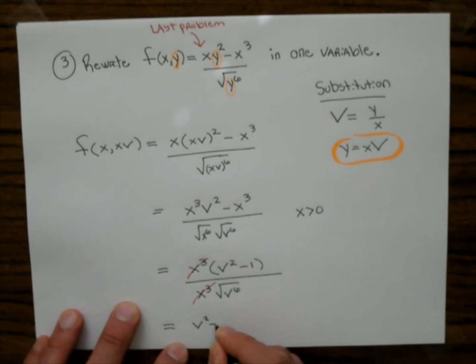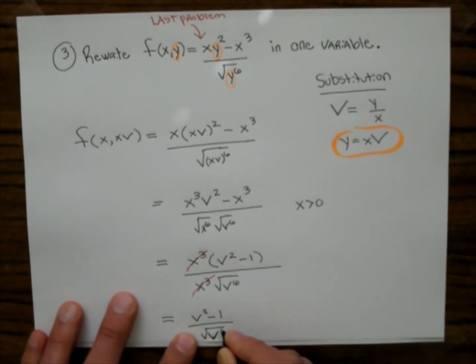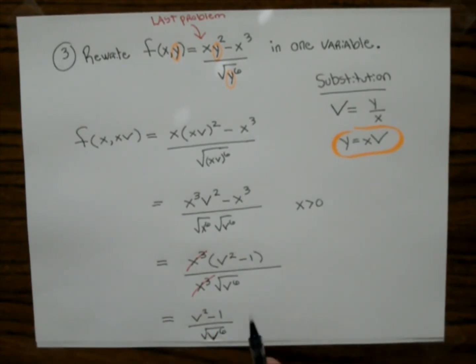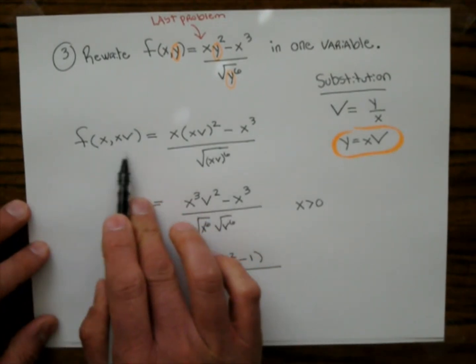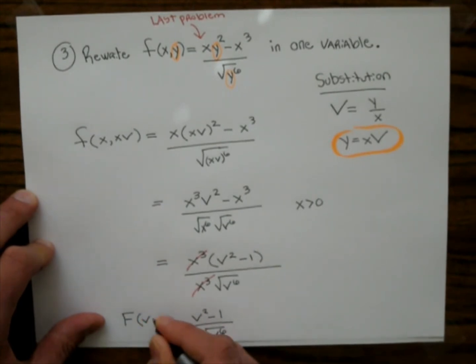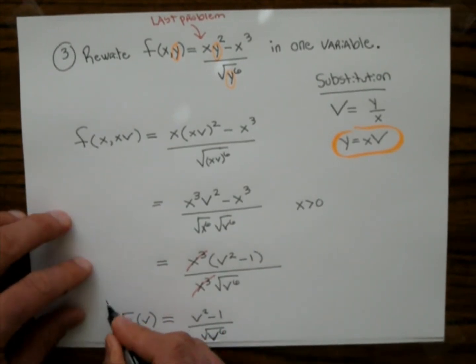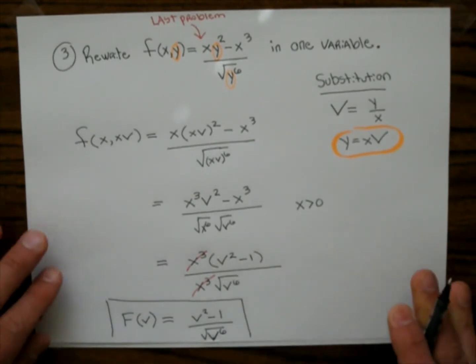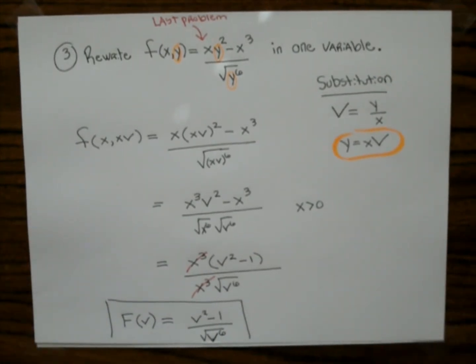V squared minus 1 all over the square root of v to the 6th. Whoa, the paper is coming apart there. And so this is what it is. We could retitle this right here. We can call it capital F of v, and there is our answer. So in your homework, they're going to ask you to do that when they give you a two-variable function that is homogeneous of degree 0.